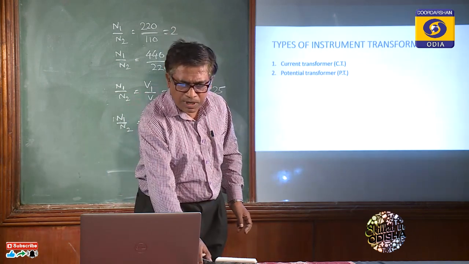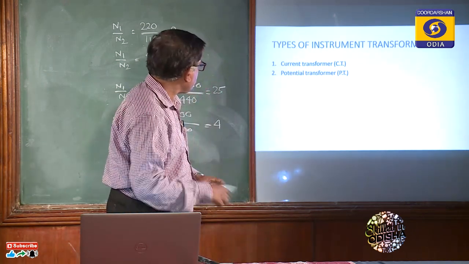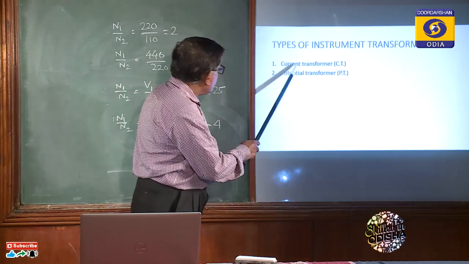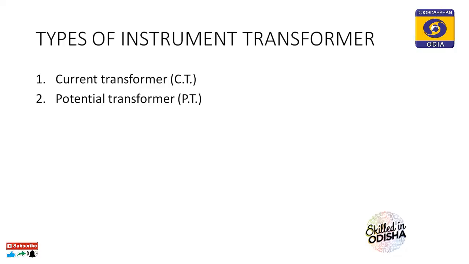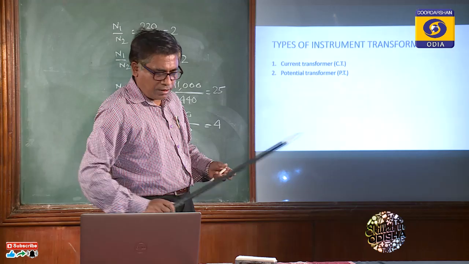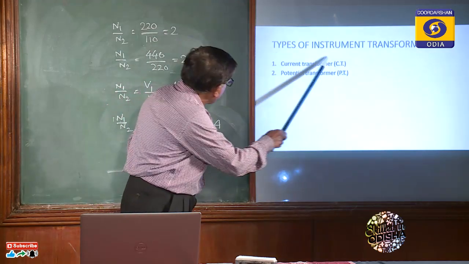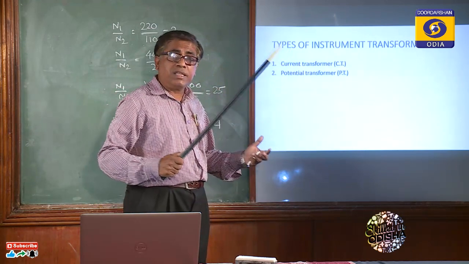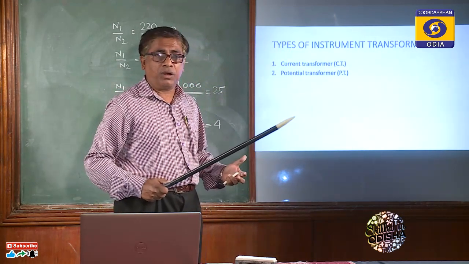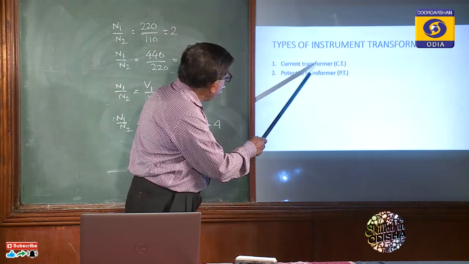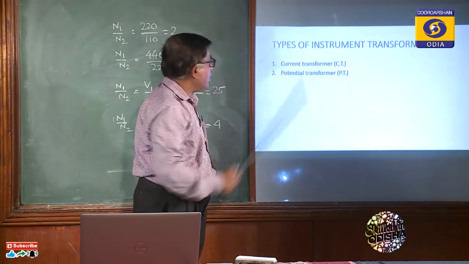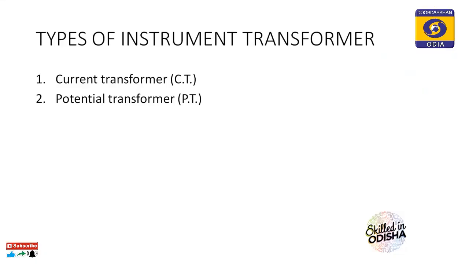So what is this transformer? Name is current transformer and popular name is CT. Another is potential transformer and the name is PT. Popularly we call them CT and PT. Fine. Now actually what is a current transformer? Why is this name given? Now this is a step-up transformer. Current transformer you call a step-up transformer.